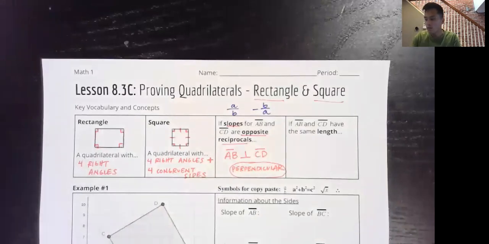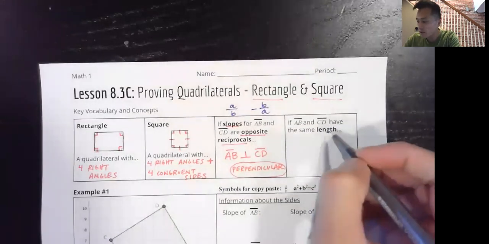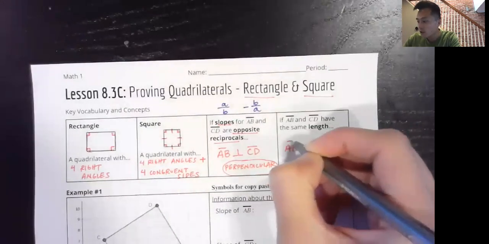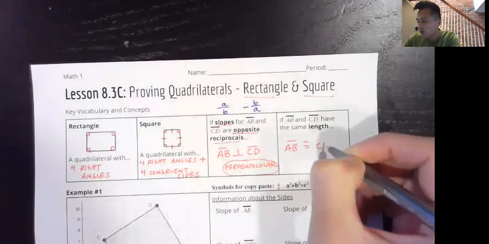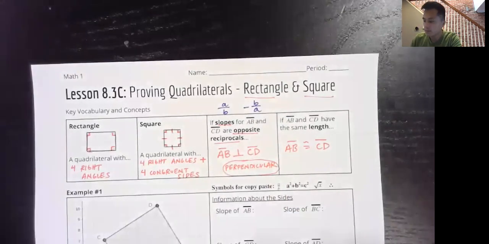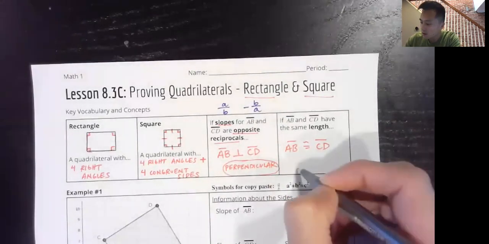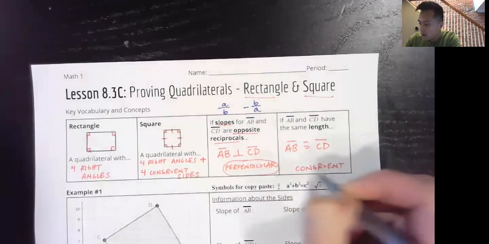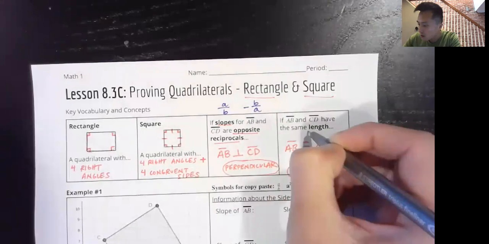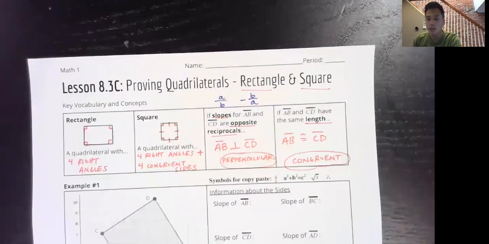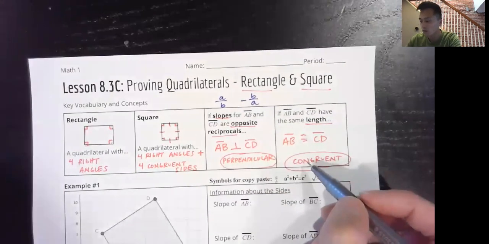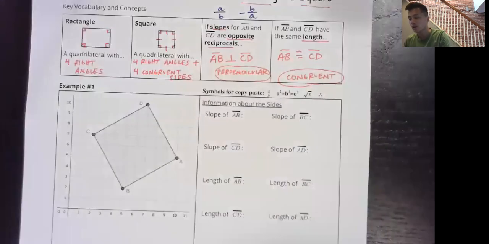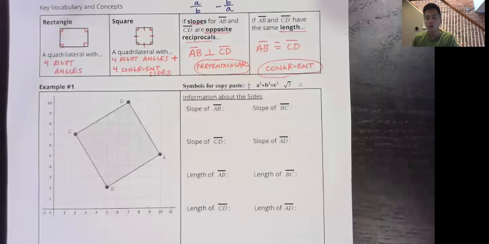And then same from yesterday, if AB and CD have the same length, they are congruent. So I can say AB is congruent to CD. In your minds, connect congruent, same length. Perpendicular, slopes are opposite reciprocals. Okay, let's put that into action.